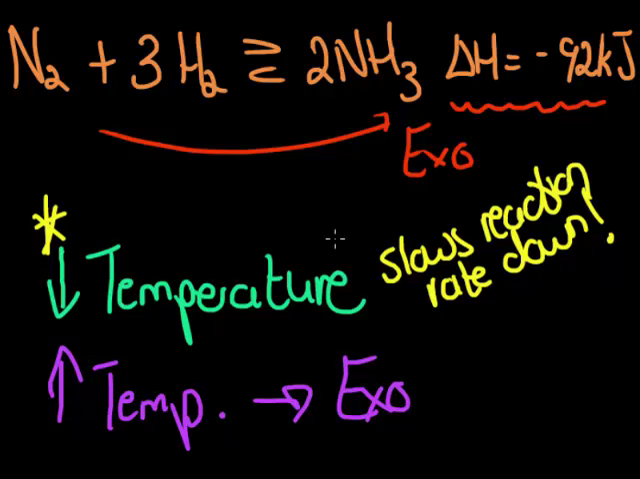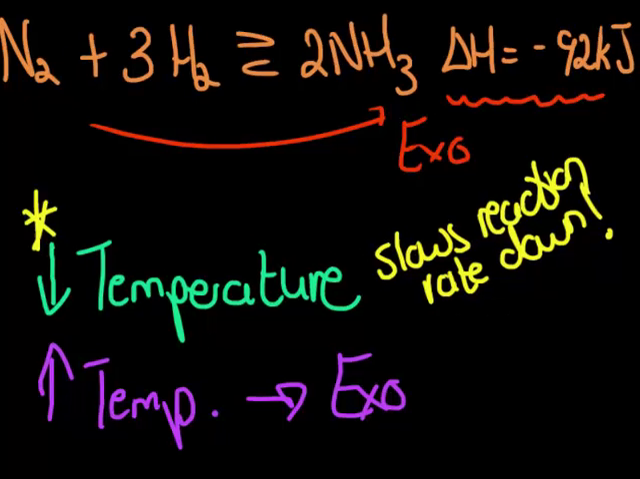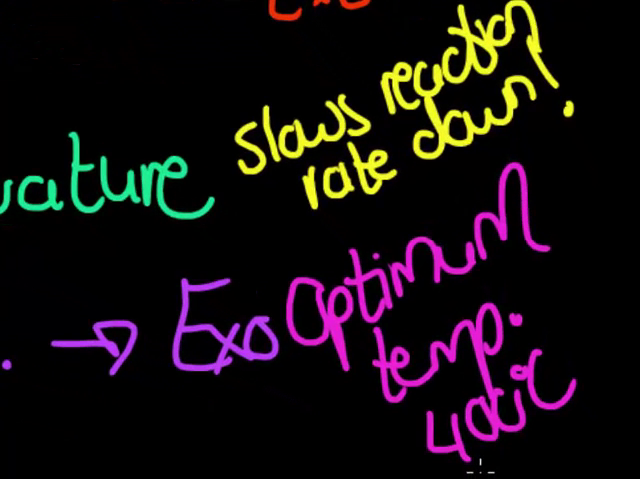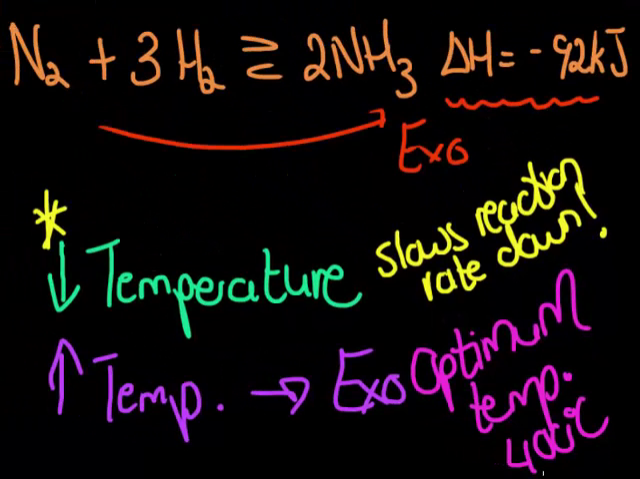So therefore they'll need to go and find what we call an optimum temperature, which in this case is about 400 degrees Celsius, which will still more likely favor a bit of the forward reaction, but not slow down the reaction too much that it takes too long for the product to form.